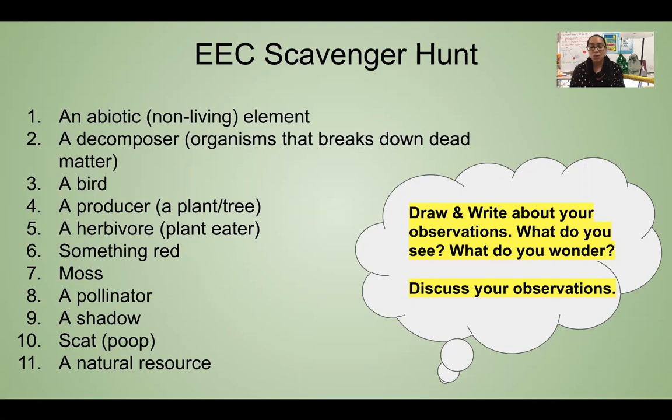And as you're looking for these 11 things, also take time to just pause, take out your nature journal and something to write with, and you can draw and write your observations. So what are some things that you're seeing? What are some things that you wonder? And then you can also discuss these observations. So now would be a good time to either pause the video and write down these 11 things that you're going to look for, or if you have your phone handy, go ahead and take a picture of these 11 things so that you can use it for reference as you're watching the video.